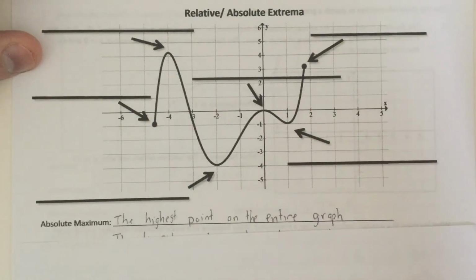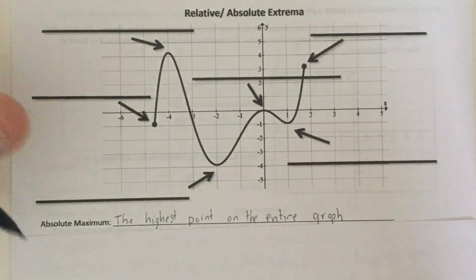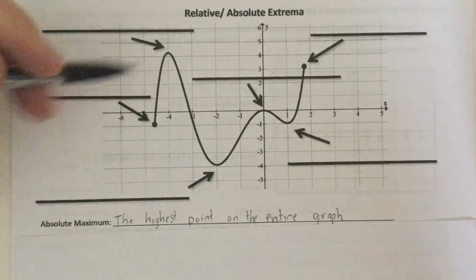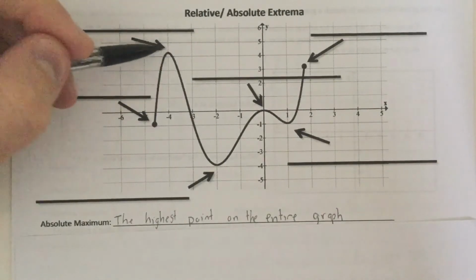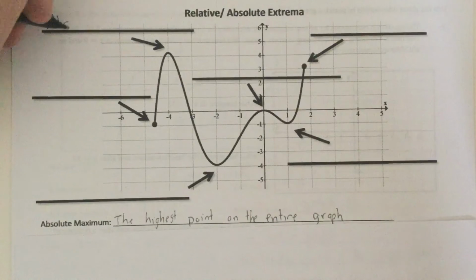So first, an absolute maximum is the highest point on the entire graph. So nothing higher, kind of like Mount Everest is the highest mountain in the world. There's nothing higher than it. You have local hills around you that are high, but not nearly as high as Mount Everest. So this is the Mount Everest of everything. So we look at our graph here, we're looking for the absolute highest point, nothing higher than that. So that's right here. So we call that the absolute max.